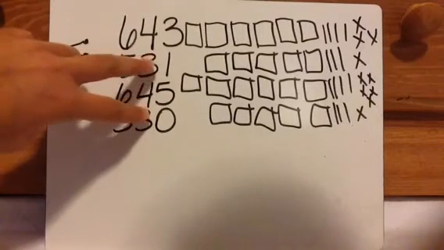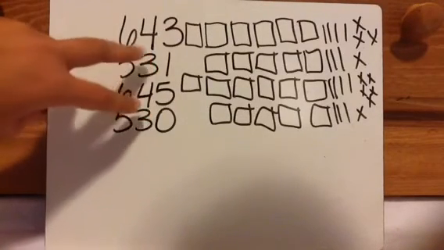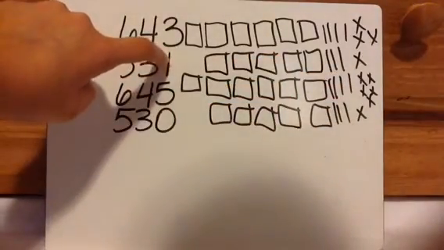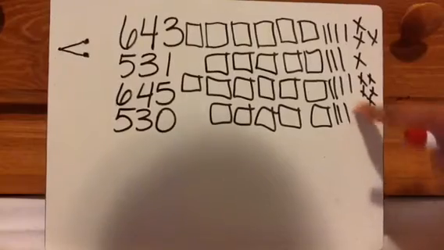Then I'm going to the next part, which is these. These both have 3 tens. Okay? And then look at this. This has, sorry, that should not even be there.